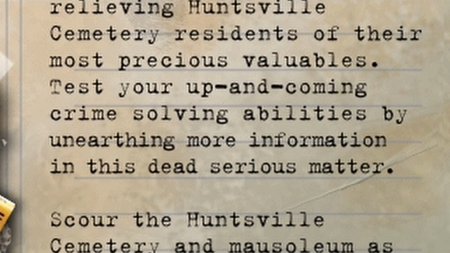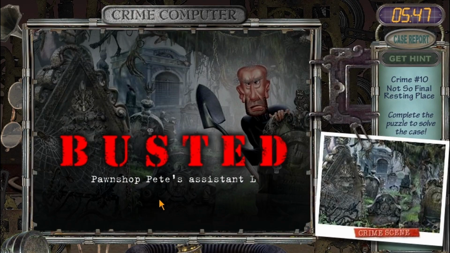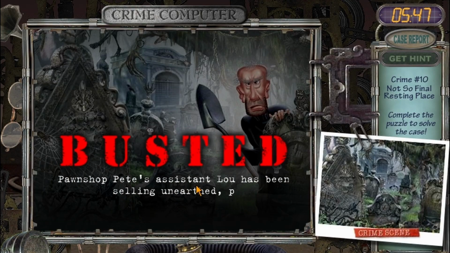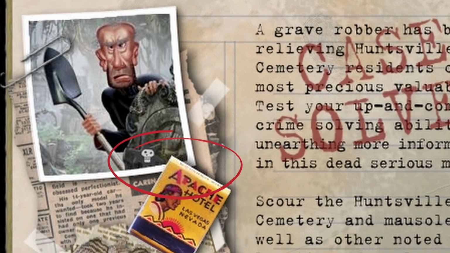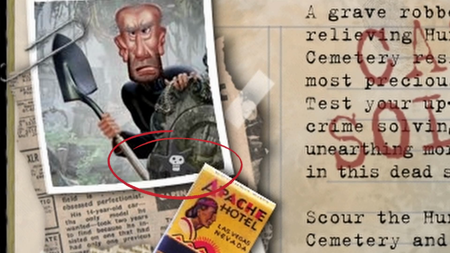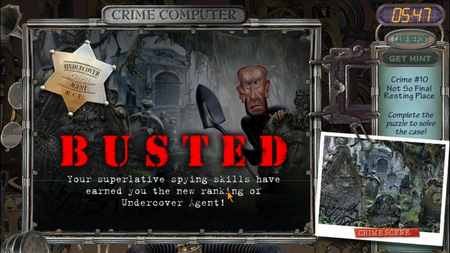A grave robber dug graves to steal precious valuable items of a cemetery resident. The protagonist finds out that it was Pete's assistant Lou from the pawn shop who has been digging graves and selling those precious valuables in the pawn shop. The skull emblem is attached to the gravestone, leaving it as a mark. Therefore, the protagonist received a ranking of an undercover agent after putting him in jail.